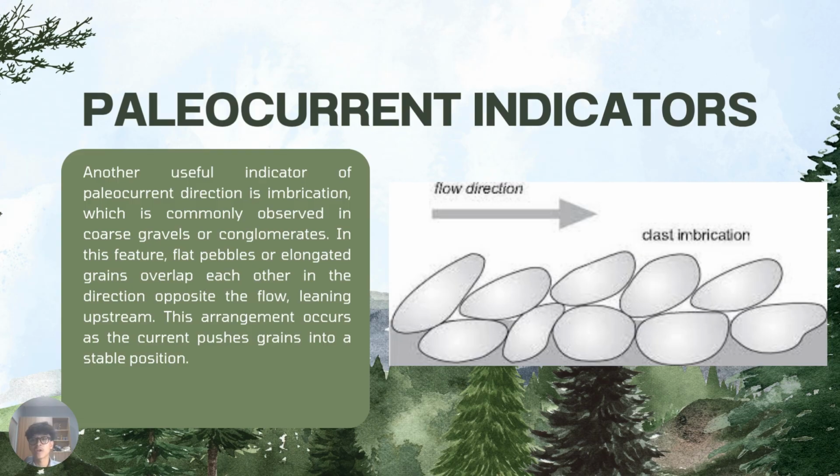By combining evidence from cross-bedding, ripple marks, and imbrication, geologists can interpret not only the flow direction but also the relative energy and consistency of each current. As you can see in the right picture, the grains are leaning towards the right, so we can interpret that the flow direction is coming from the left.